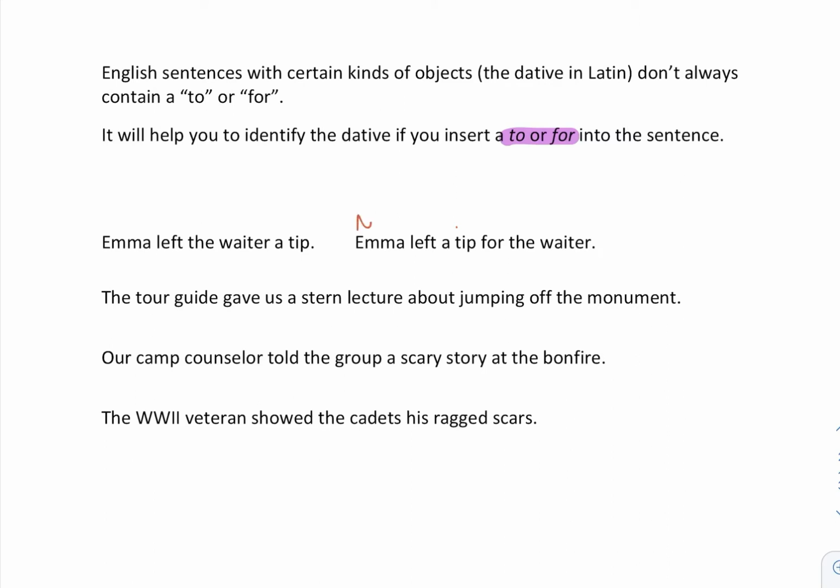So Emma here would be the nominative, left is the verb. What did she leave? What was the victim of being left? A tip. And who was it for? We have that same for right here. It was for the waiter. So the waiter becomes the dative.